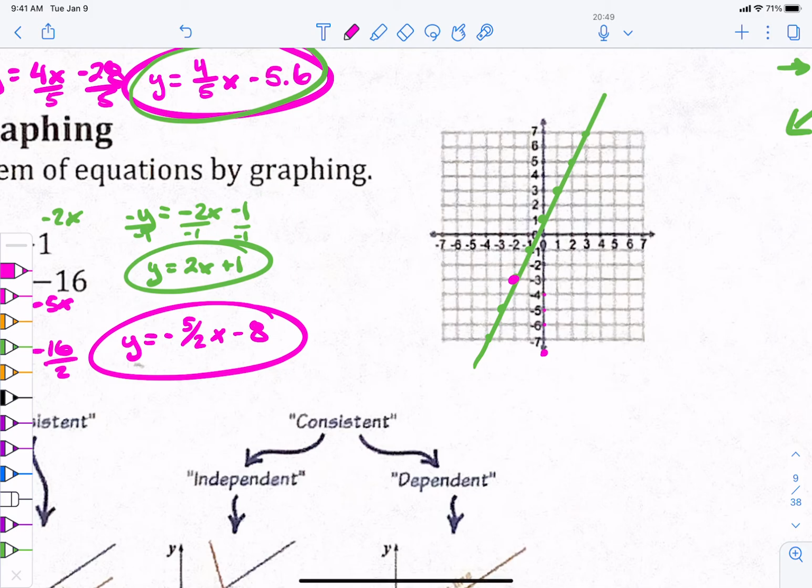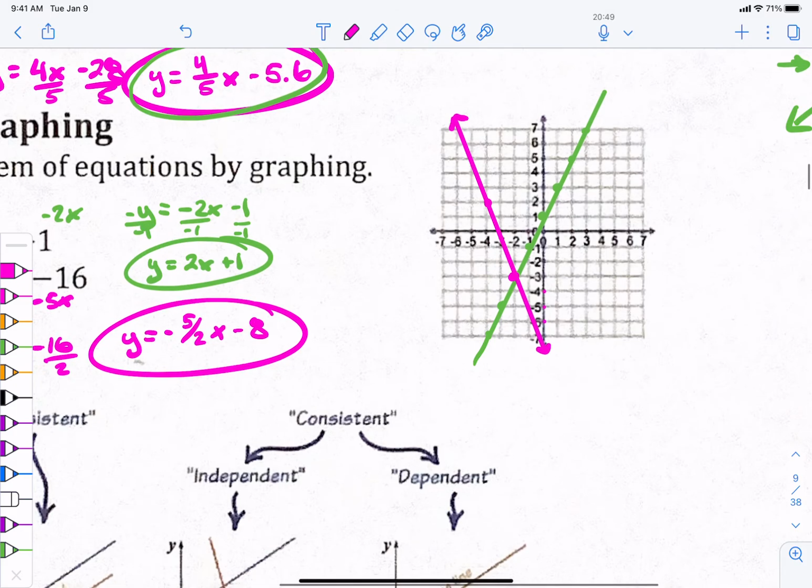Oh man. That's nice. We like that. Do we have an answer? Yep. A really nice one. What is the answer? Negative 2, like negative 3-ish?